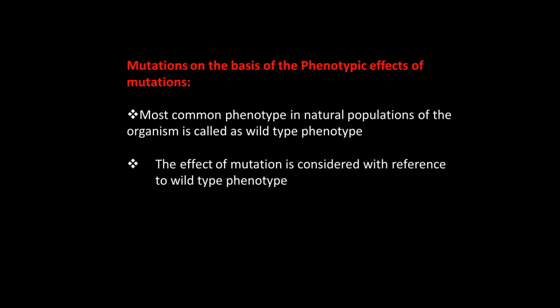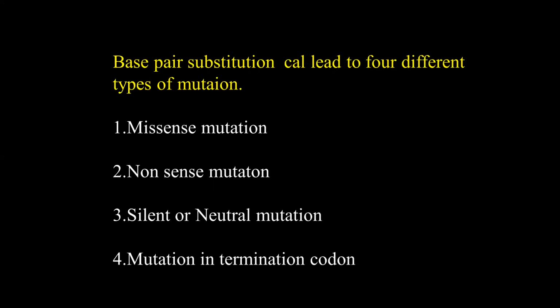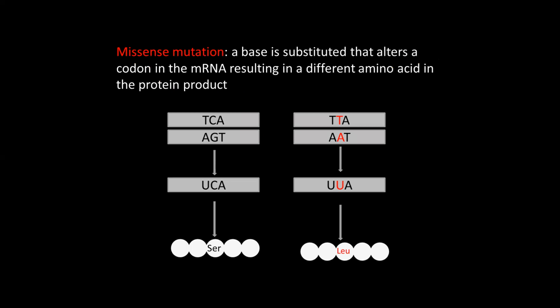Okay. So let us discuss the various kinds of mutations that occur because of base pair substitution, that is, because of transition or sometimes transversion. Replacement of one base pair by another base pair leads to four different kinds of mutation. Number one, missense mutation. Number two, nonsense mutation. Number three, silent or neutral mutation. And number four, mutation in termination codon.